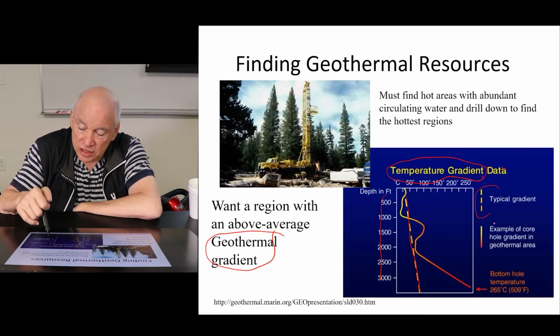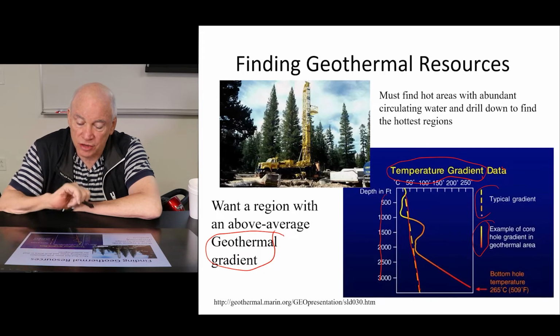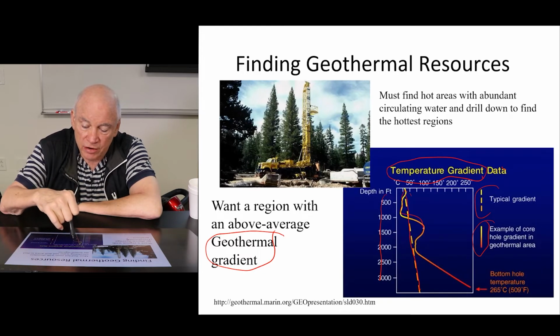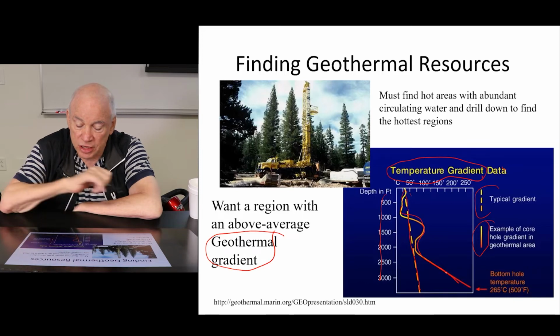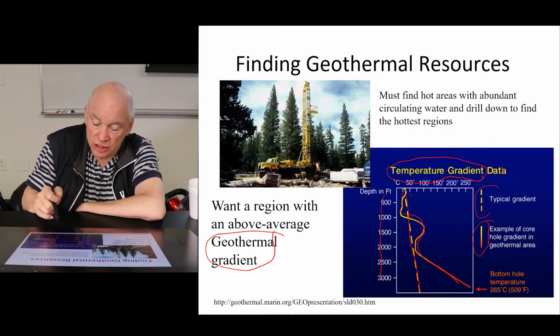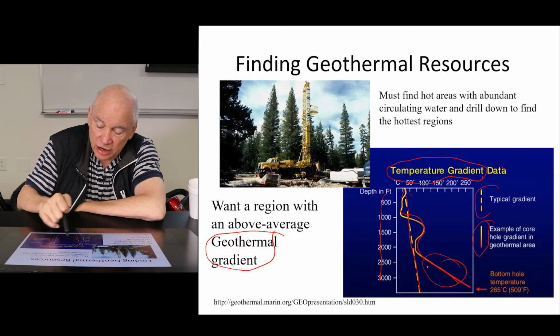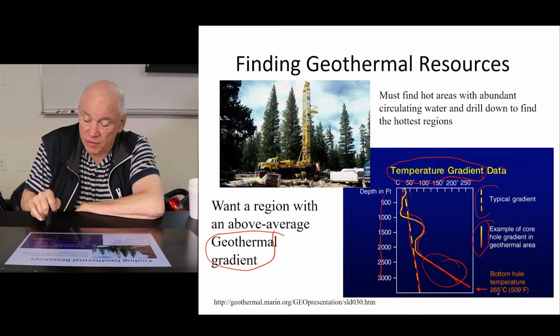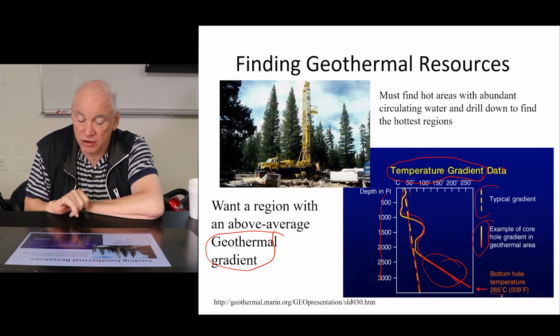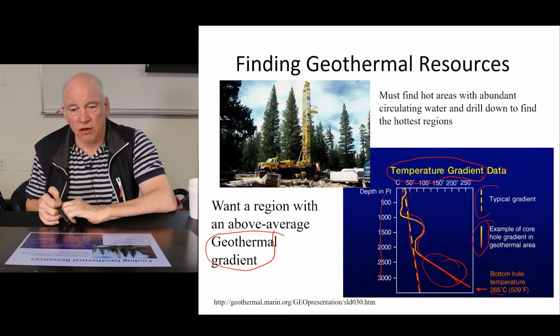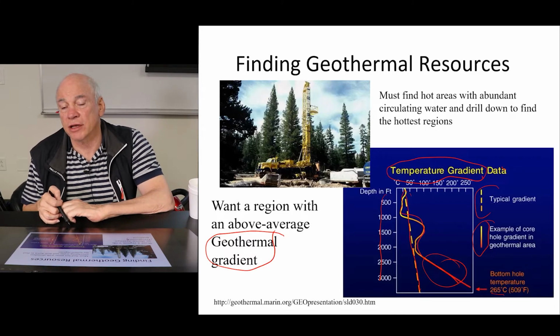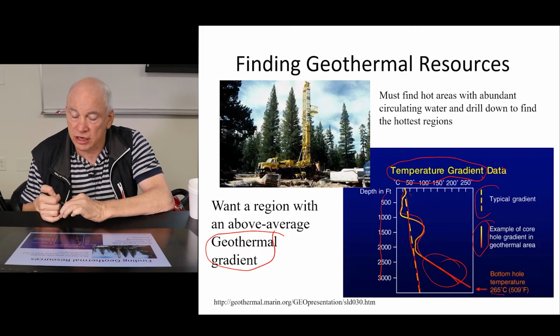And this is an example of a geothermal gradient in a region where you've got good potential for geothermal energy, because you can see it's, especially down here, much hotter. So at the bottom of the hole it was 265 degrees centigrade. If you've got good water flow through that, that would be a very attractive place to start extracting geothermal energy.